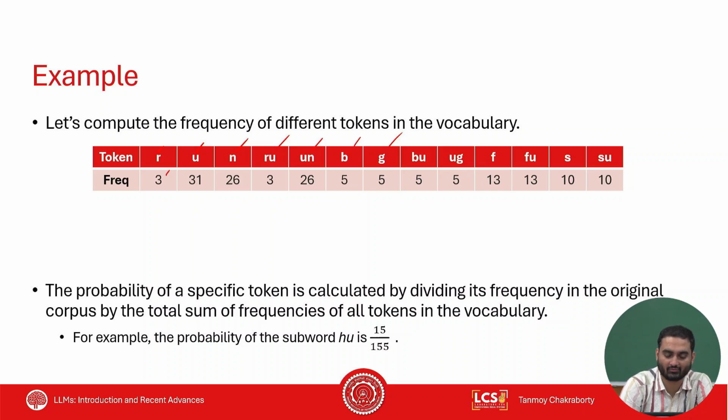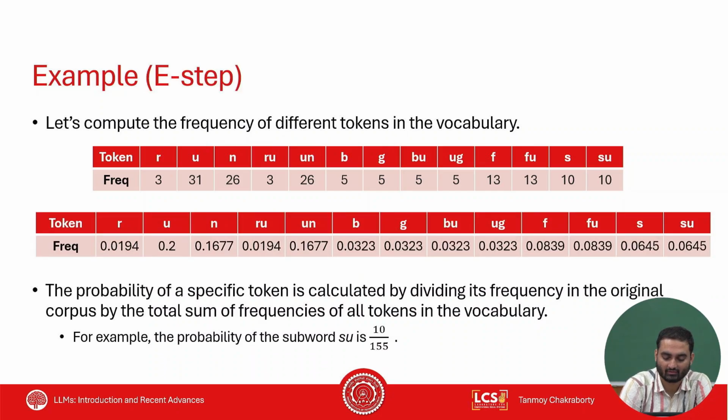We will not use this raw frequency. We will use unigram frequency. Okay, what is the unigram frequency? What is the unigram probability here? Unigram probability for R is 3 by the sum of this.